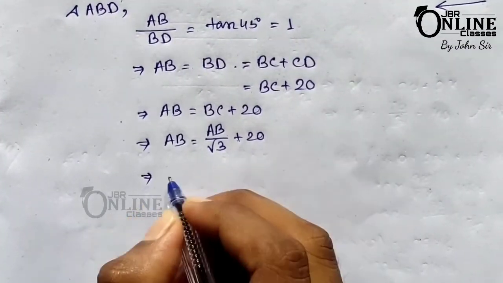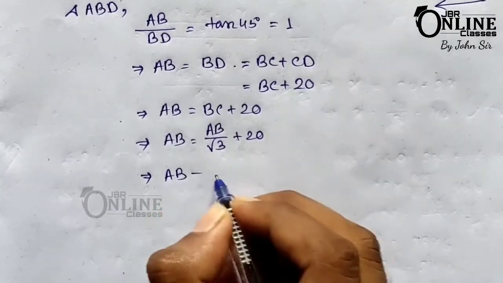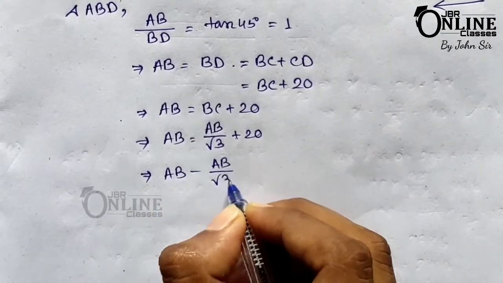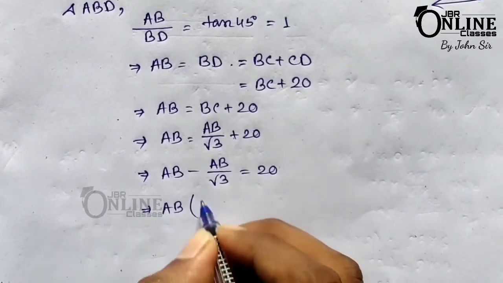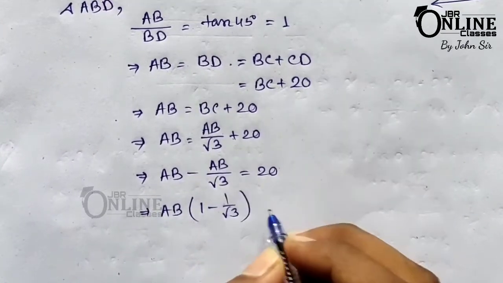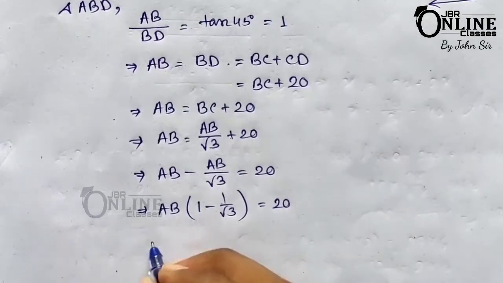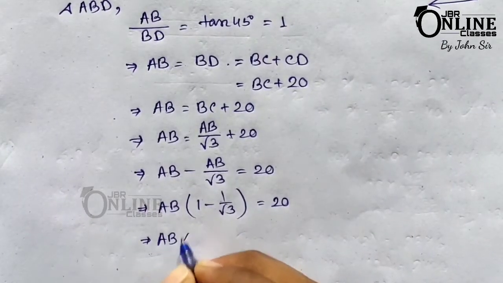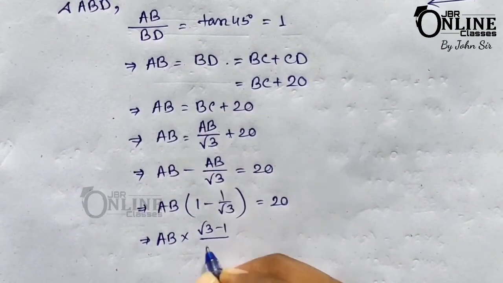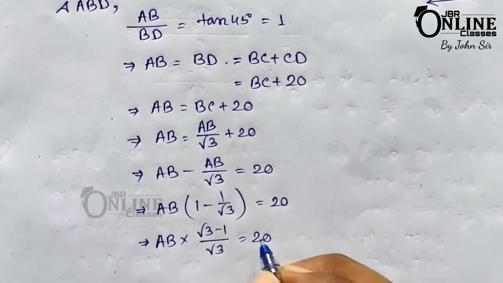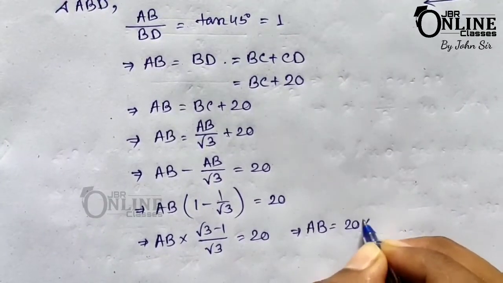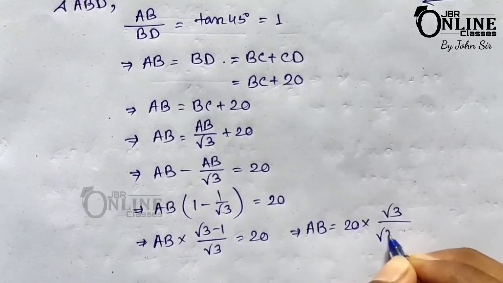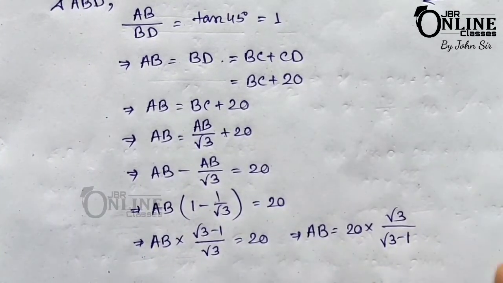So now AB minus AB by root 3 equals 20. If AB is common, then AB into 1 minus 1 by root 3 equals 20. So AB into root 3 minus 1 by root 3 equals 20. Now AB equals 20 into root 3 by root 3 minus 1.